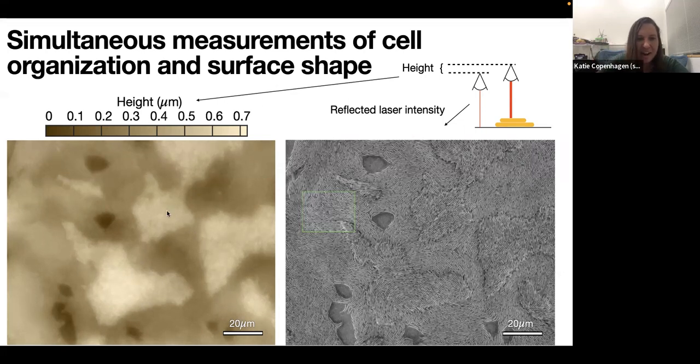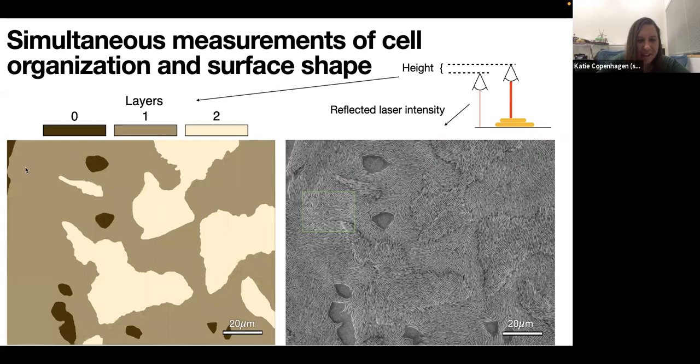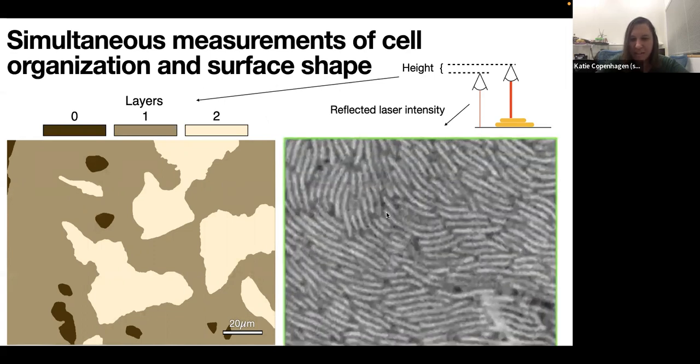So we can take this height map and extract the number of layers at each point in space. And then at the same time, if you look at the brightness of the reflected laser light at each point, you can get a reflectance map of the surface of your sample, which looks like this, which is the videos I've been showing you. By looking at this reflectance map, you can see the organization of all the cells within the layers. So we can simultaneously measure the height, which gives us a layer count of the cells, and also a map of the organization of the cells within these layers.